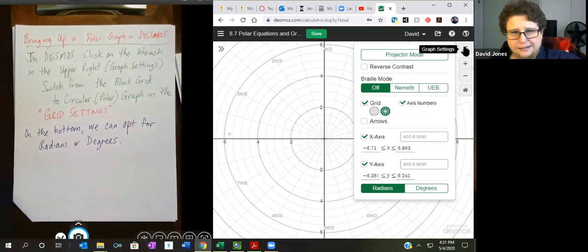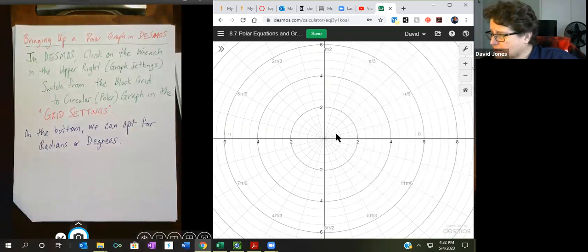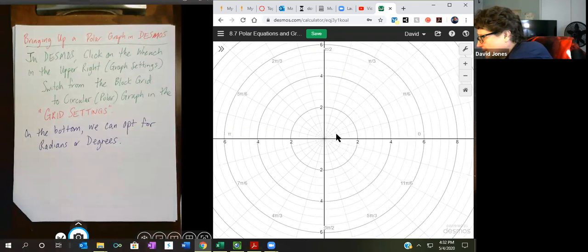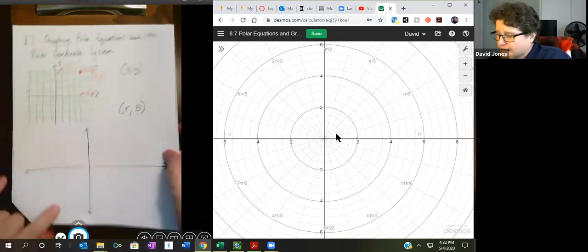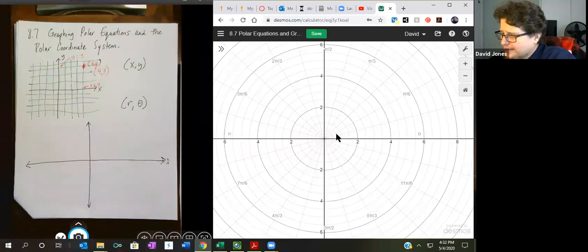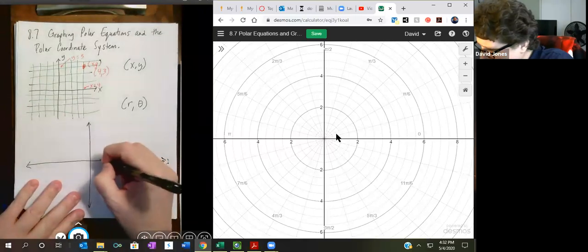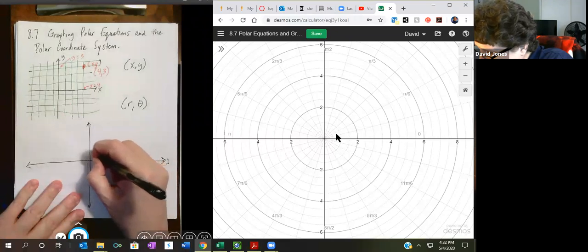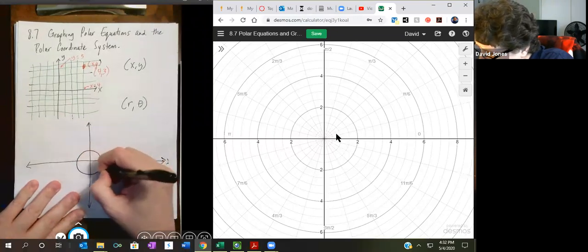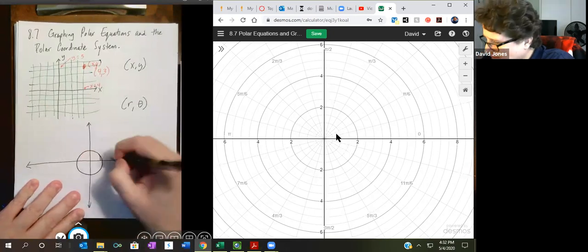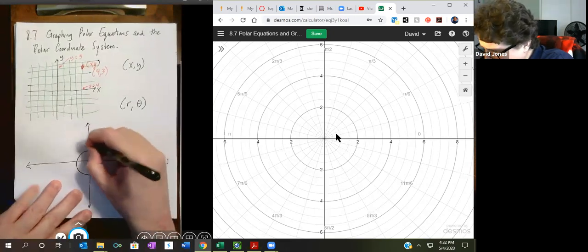So it's this wrench right here, and that's what we did. If you take the axis numbers off, it doesn't show them to you. I think it's handy to have some of them on. It's good to see what scaling they're doing. So let's go back to the graph I was doing. It's got a bunch of concentric rings. Let me see if I can do this any justice. Not really.